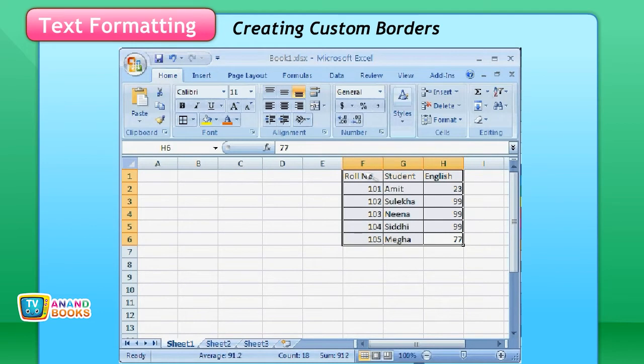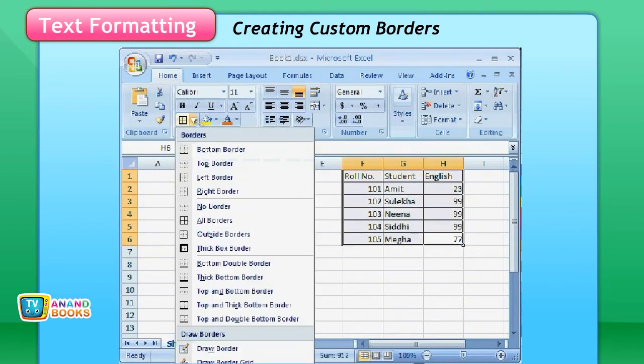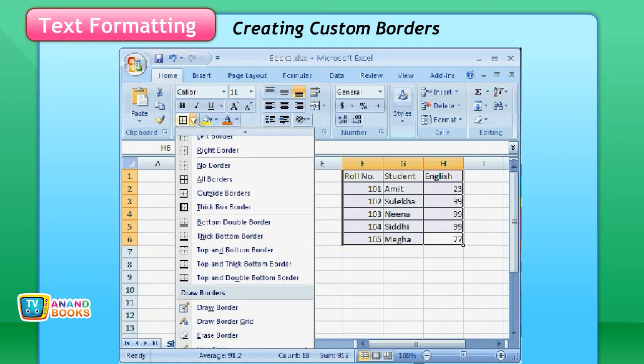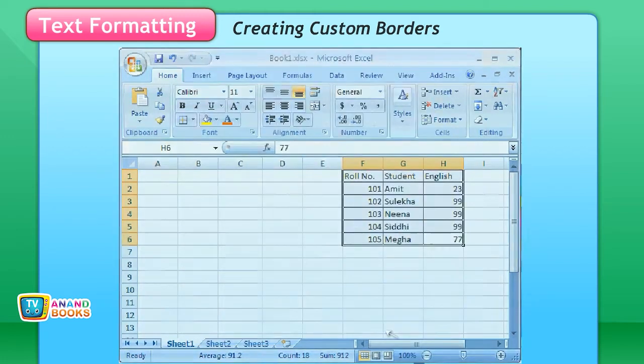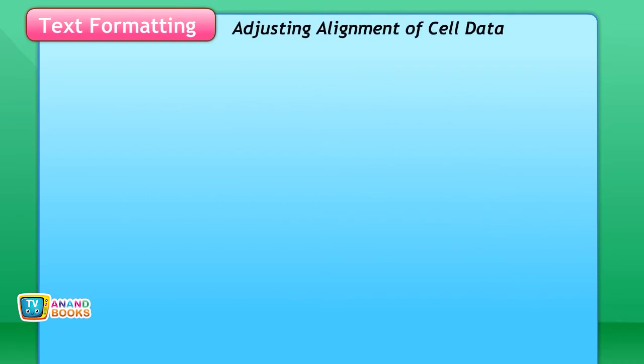Creating custom borders. Select the range of cells and click Home tab, Font group, Border button, More borders. In Format Cells, Border tab, select the style from the Style option, color from the Color option, and type of border from the Preset option. Finally, click OK.